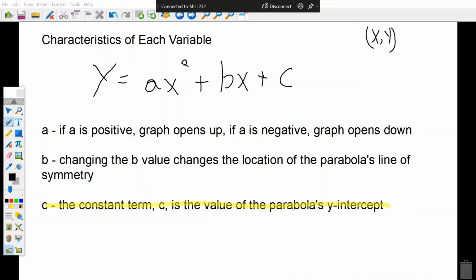Okay? So in chapter 7, we are working with parabolas. Okay? If you know what a parabola is, it looks something like this or like this, like that. Something like that, okay? The C number is the value of the parabola's y-intercept. So that is where the graph is crossing the y-axis, okay?